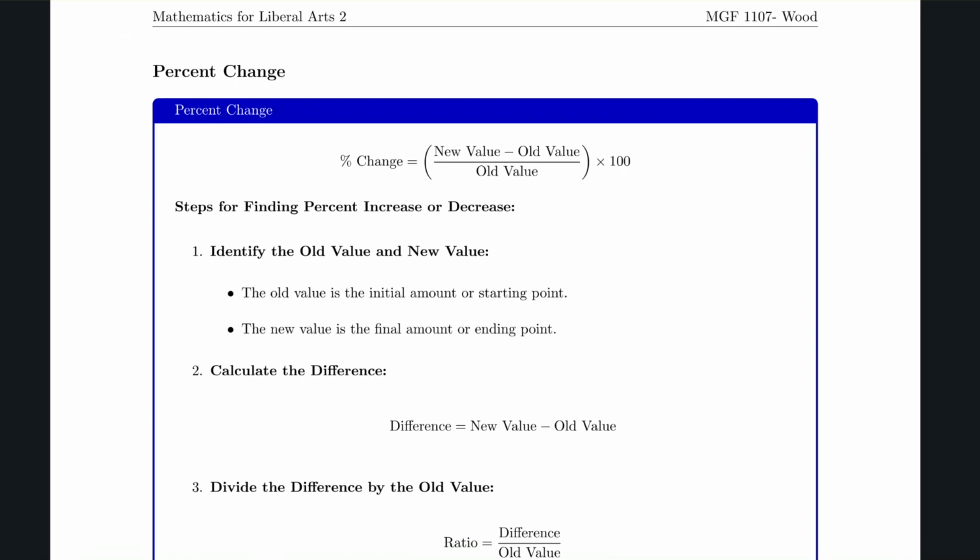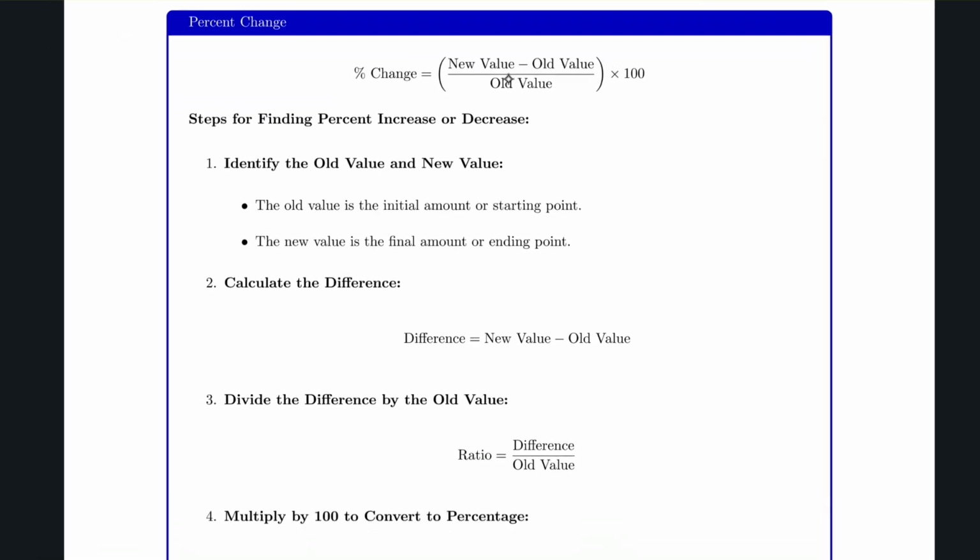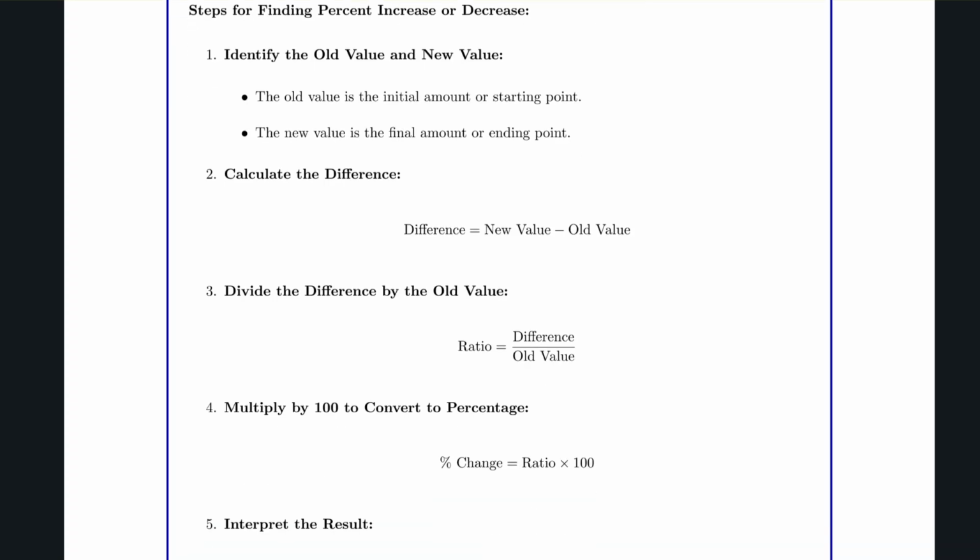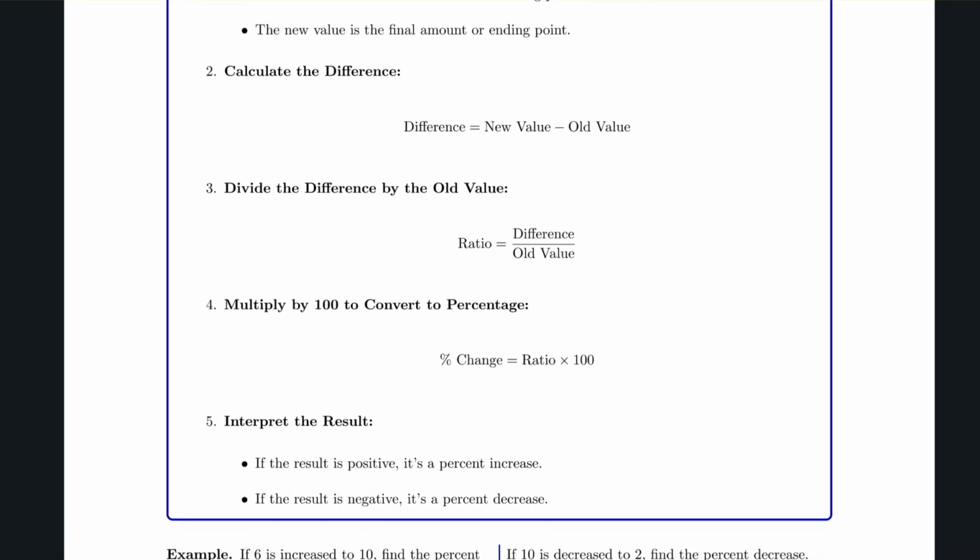So to go through the steps of how you'd find percent change, we use this formula, but just to help explain it step by step if it's helpful. Step 1 is you find the old value and the new value based on the word problem. The old value is the initial or the starting point. The new value is the final or the ending point. Then you subtract to find the difference, new minus old. Then you divide the difference by the old value, and then you multiply it by 100 to get the percentage, and then you interpret the result. If our overall percent change is positive, then we increased. If it's a negative value, then we decreased.